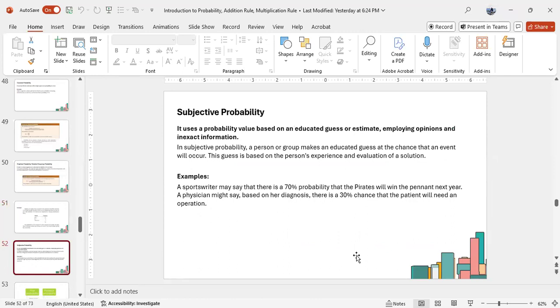Subjective probability uses a probability value based on an educated guess or estimate, employing opinions and inexact information. In subjective probability, a person or a group makes an educated guess at the chance that an event will occur. This guess is based on the person's experience and evaluation of a solution. For example, a sports writer may say that there is a 70% probability that the Pirates will win the pennant next year. A physician might say, based on her diagnosis, there is a 30% chance that the patient will need an operation.